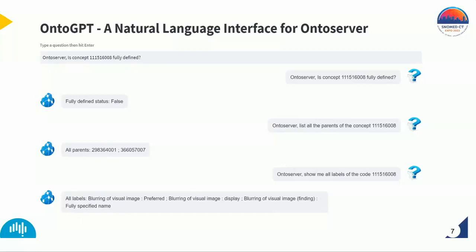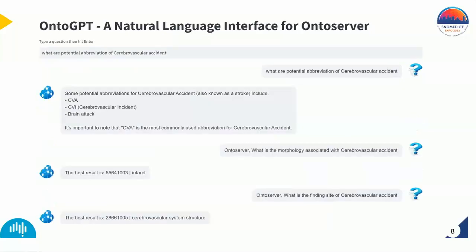We can also explore additional information related to any SNOMED concept, including its definitional status, hierarchy structure, and alternative labels. These results are obtained by calling the relevant API functions within our Onto server terminology system. We can apply the same approach to other highlighted terms.